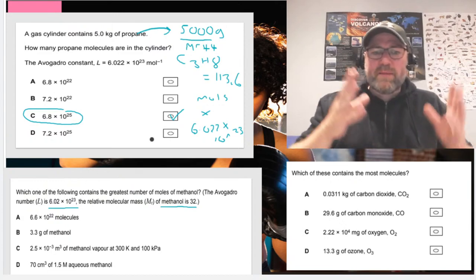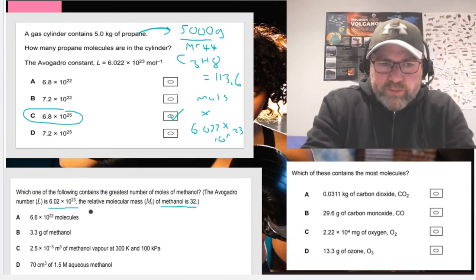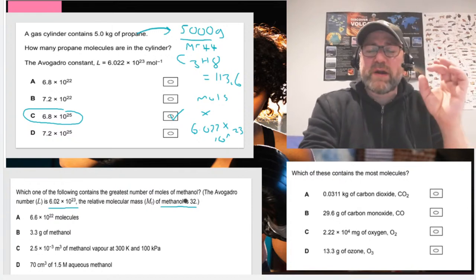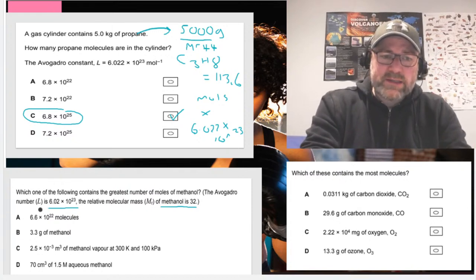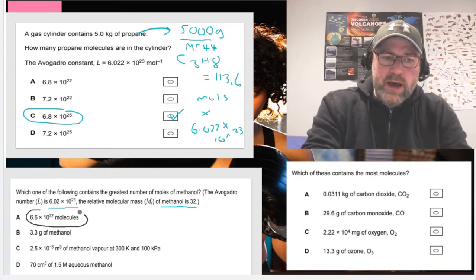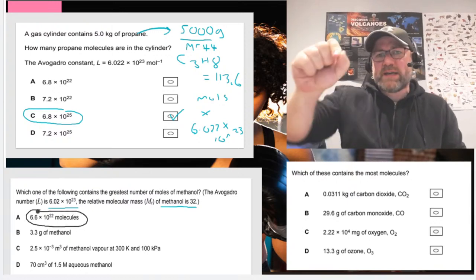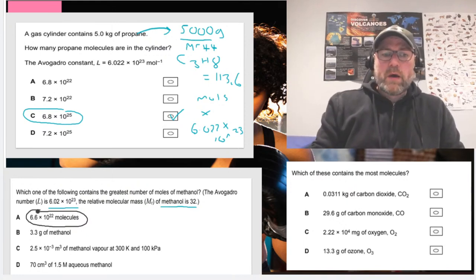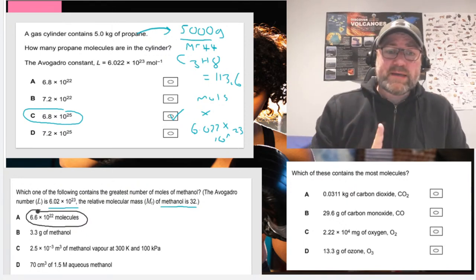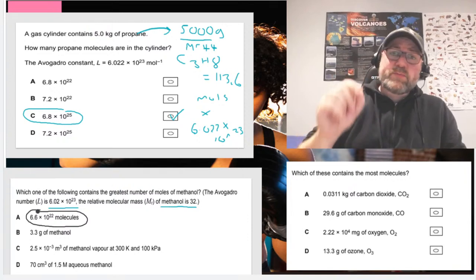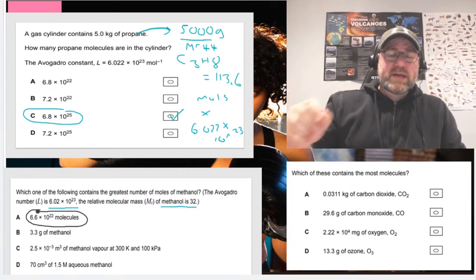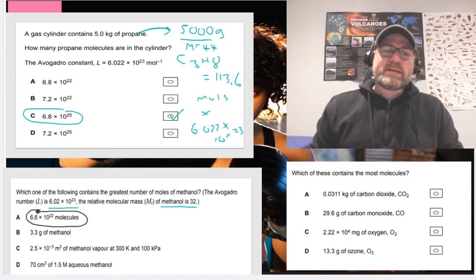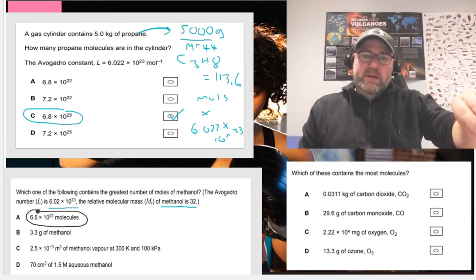The second one is very, very tricky. Which one of the following contains the greatest number of moles? So I need to turn this into moles. How would you turn 6.6 times 10 to the 22 into moles? Well, it's not even one mole, because one mole is 6.022 times 10 to the 23. They've given me the number of particles.